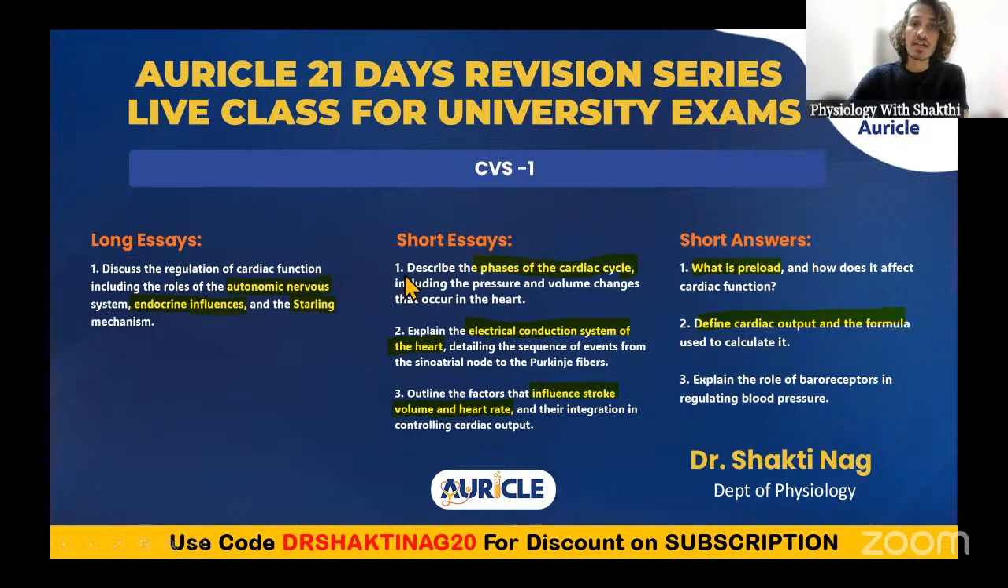Then you can see other questions: phases of cardiac cycle, including pressure and volume changes that occur in the heart. When a question comes like that, you'll have to draw a pressure volume diagram, the PV loop, and explain it. Then explain the electrical conduction system of the heart, the sequence of events from SA node to the Purkinje fiber. Then outline the factors that influence stroke volume and heart rate, and integration into cardiac output. This is pretty much the same thing, but since it is a short essay, it will carry fewer marks, so the amount that you have to write is going to be different. Then we have what is preload and how does it affect cardiac function. Then define cardiac output, the formula and how to calculate it. Then role of baroreceptors, again, we'll be doing it tomorrow.